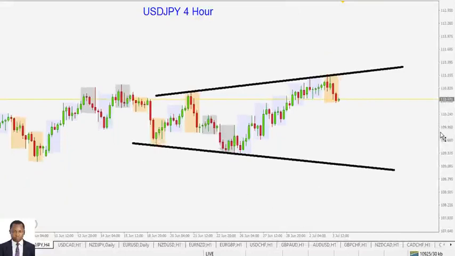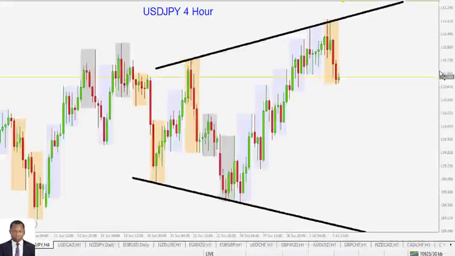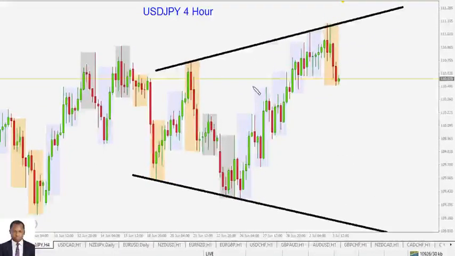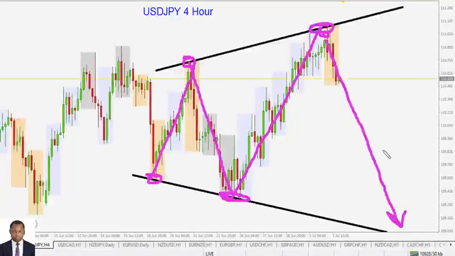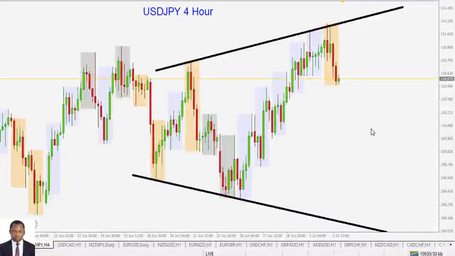In the 4 hours time frame, this is what I am seeing, that we have more of an expanding triangle. We've gotten the run to the upside, back down, we test there, we should be coming back down. So a long way to go to the downside. So be bearish, search for short opportunities.